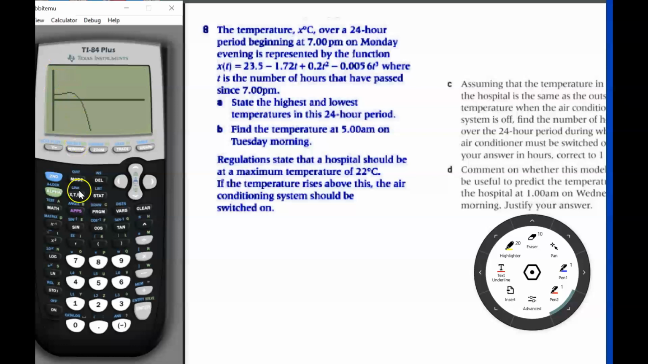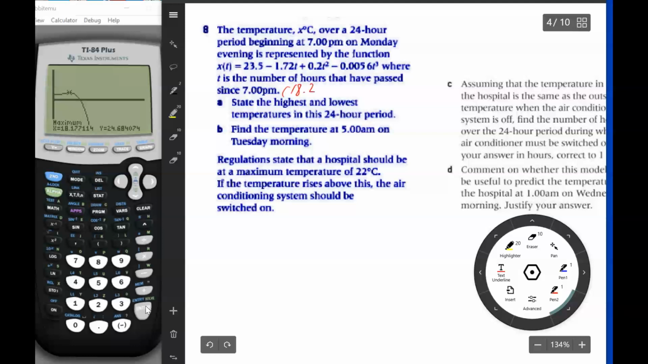So let's find that first. So we'll find the maximum first, second calc max, which is number 4. And oops, I hit the enter too soon. The left needs to go over here, and the cursor was over here when I hit the enter for left. Let me go back and do that one more time. Second calc 4, which is maximum, and then I go a little bit to the left so that I am on the left side of the mountain. Then I hit enter, and then I go to the right side of the mountain. And then I hit enter, and then I do guess, and the answer is 18.2 for the highest point.